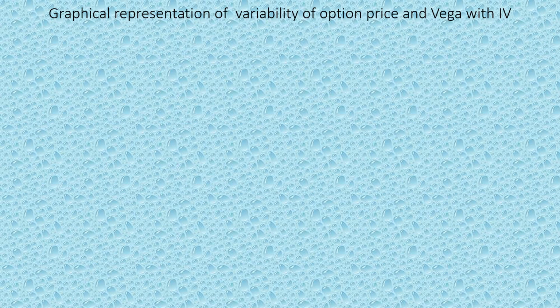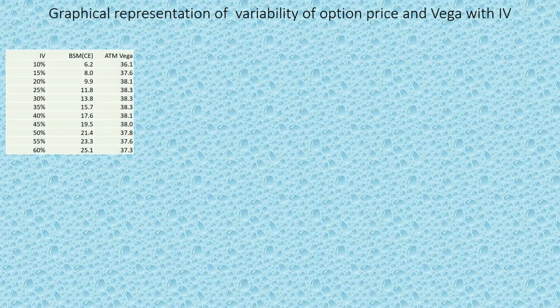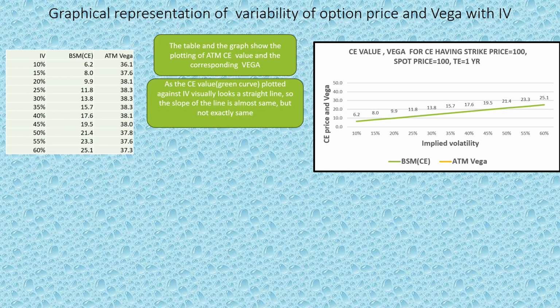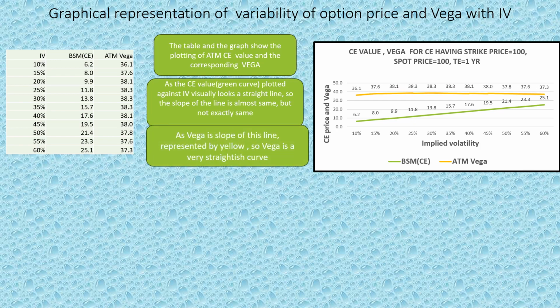Now let's see how the option price and Vega vary with changes in the implied volatility. Let's examine the BSM call price and Vega of an at-the-money call option at various levels of implied volatility. The table and graph show the plotting of the ATM call value and the corresponding Vega. The call value, represented by the green curve plotted against the implied volatility, visually looks like a straight line, so the slope of the line is almost the same, but not exactly the same. Vega is the slope of this line, represented by the yellow curve, so Vega is a very straightish curve. It looks straight visually, but not exactly straight.